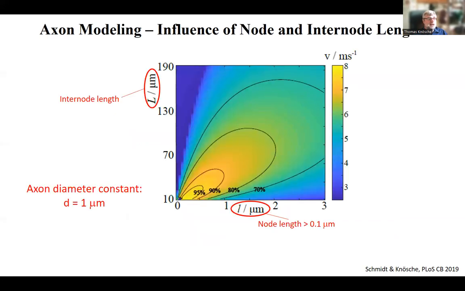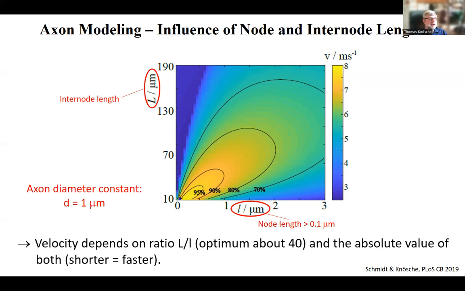If you look at the node and internode length, we get a relationship like this. We can observe that the velocity depends on the ratio between both, the optimum being at about 40, and of course the absolute value, the shorter the better. If we again reasonably assume that the internode length is about 100 times the diameter of the fiber, for example with 1 micron, then we can see that in a reasonable range of the node length from 1 to 2 microns, we only have very little variability of velocity. So the influence of the node length is rather modest.